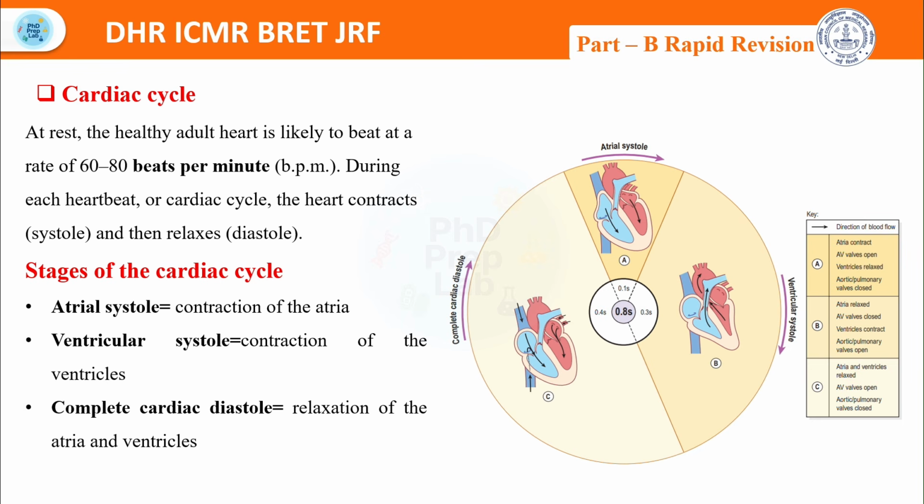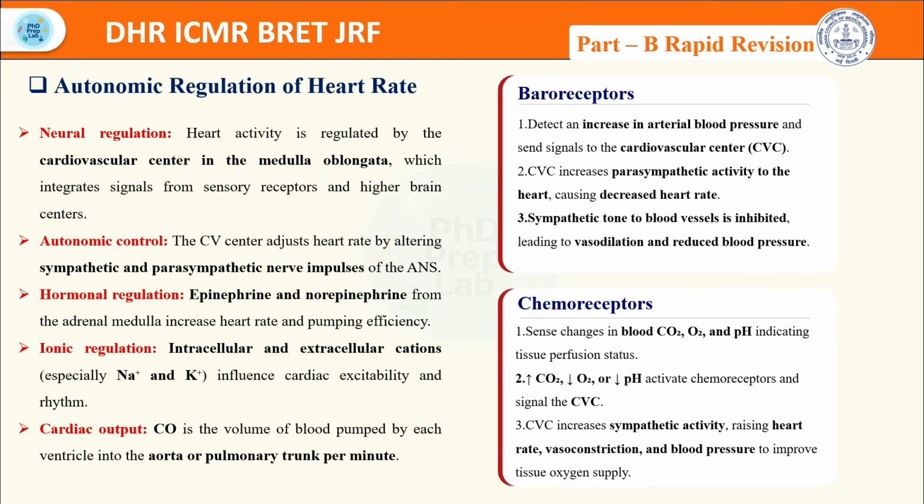The whole cardiac cycle lasts for 0.8 seconds, with the atrial systole for 0.1 second, the ventricular systole for 0.3 seconds, and the complete cardiac diastole for 0.4 seconds. There is autonomic regulation of the heart, which means that the heart activity is regulated by the cardiovascular center in the medulla oblongata, which is under the neural regulation of the heart. The cardiovascular center adjusts heart rate by altering sympathetic and parasympathetic nerve impulses of the ANS.